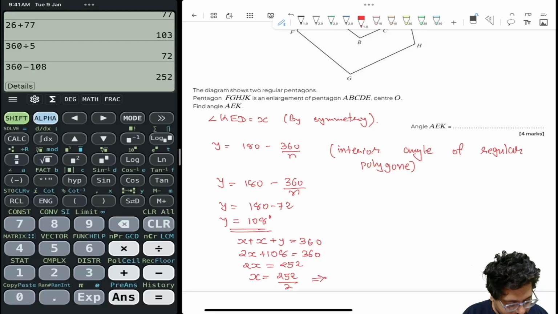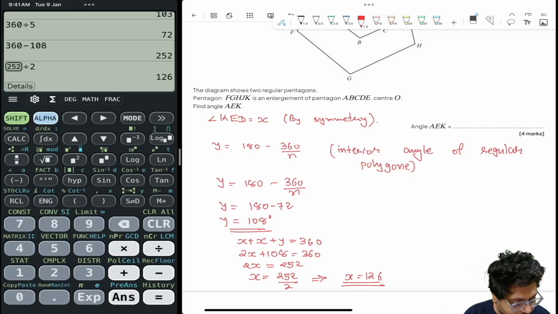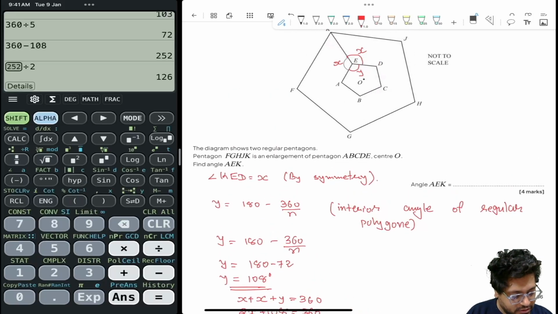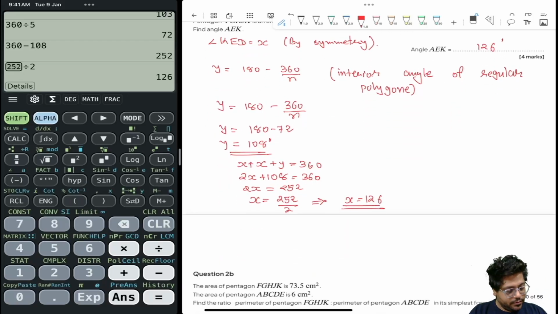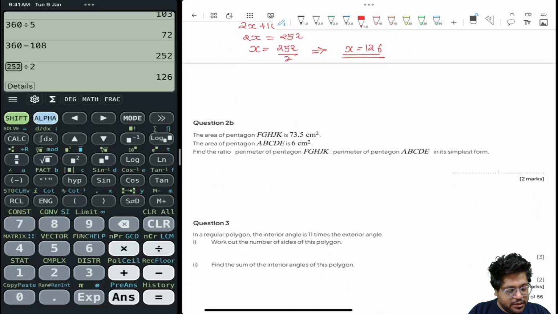So from that, it is 126. So your angle AEK, which is X, is 126. Clear? Let's see the B part.